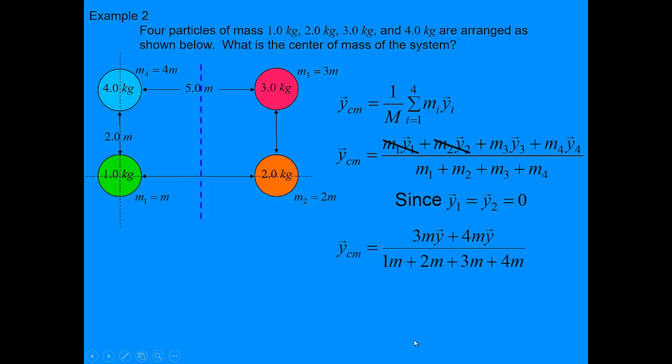Plug in all of the masses, and again, I can do the little trick where these two masses are the same vertical distance away from 0. They're both 2 meters away. So I can just call them y and y instead of y3 and y4. That allows me to throw them together. We get 7my on top and 10m on the bottom. The m's cancel. So we have 7/10 y. Notice that's more than halfway there. Plug in the 2 meters, and we get about 1.4 meters. So that means on that line, that's 1.4 meters away from 0y.